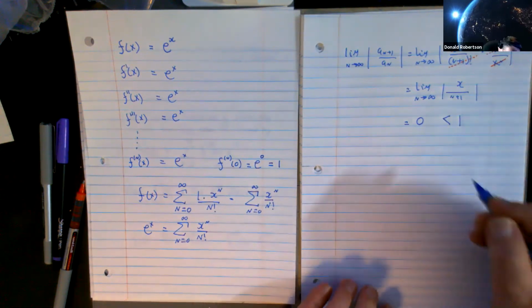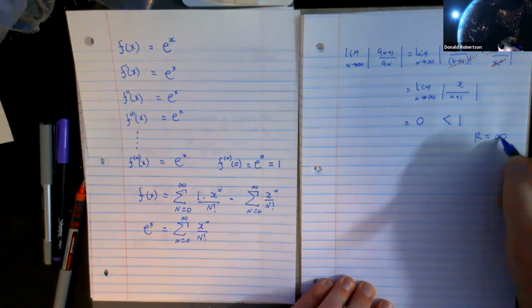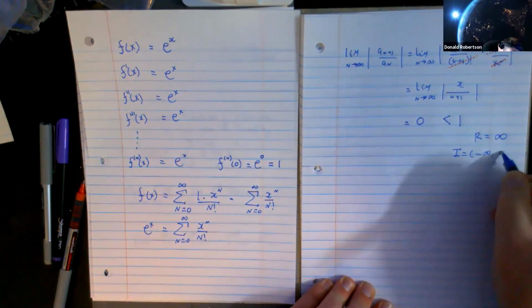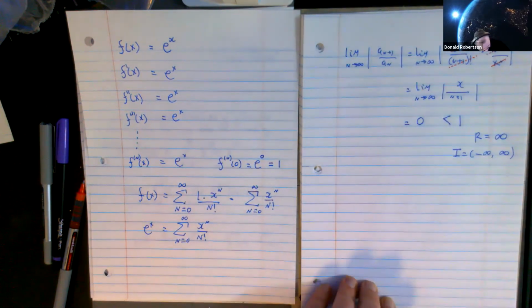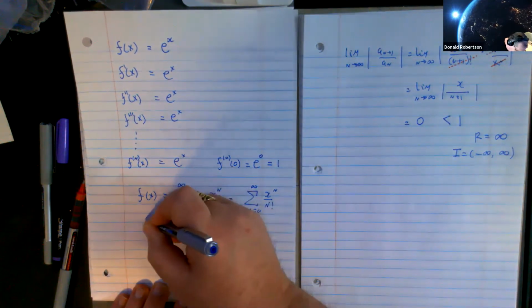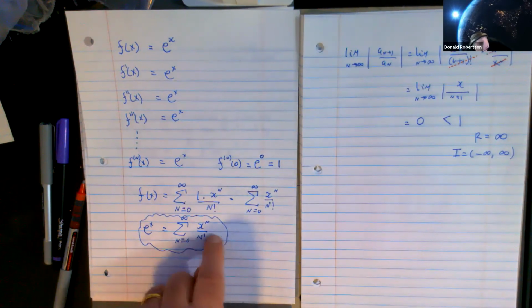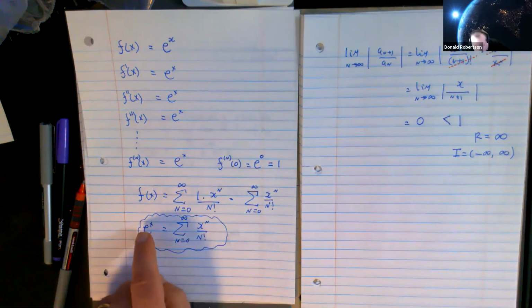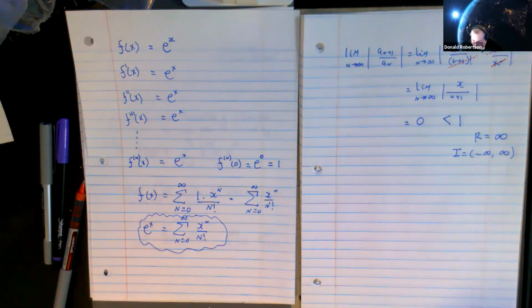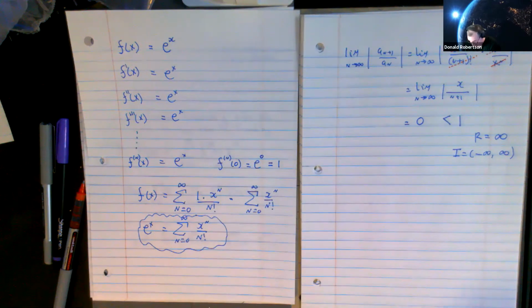So that tells me that my radius of convergence is infinity, and that my interval of convergence is everyone. Which says that this particular power series is unique for e to the x. That's the only power series for e to the x. And you can use it for any value of x you like, and it'll work.